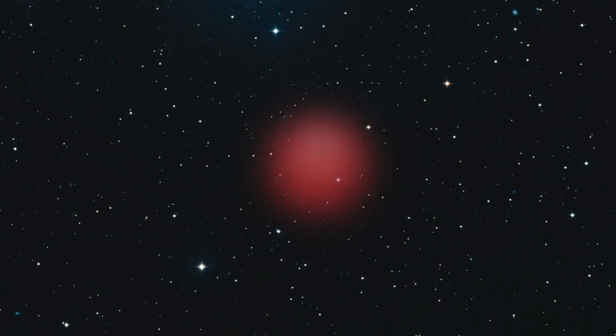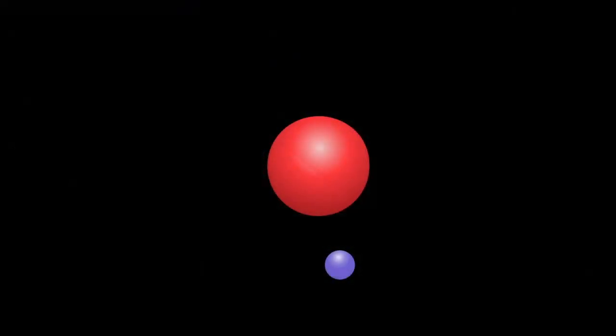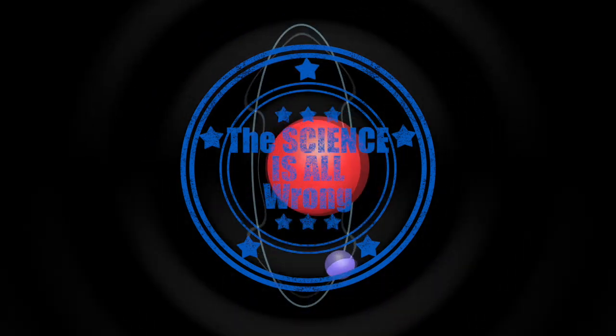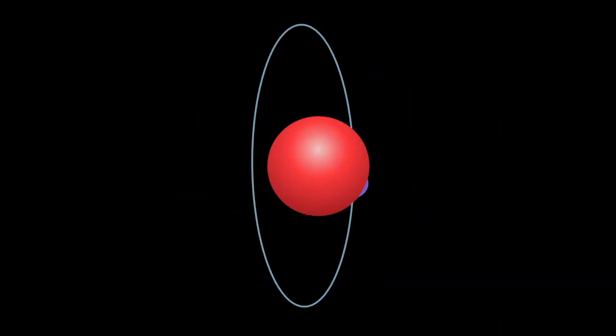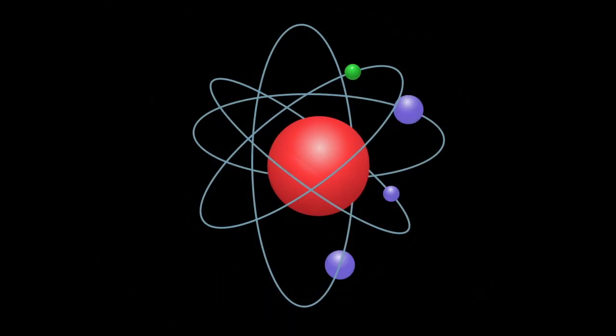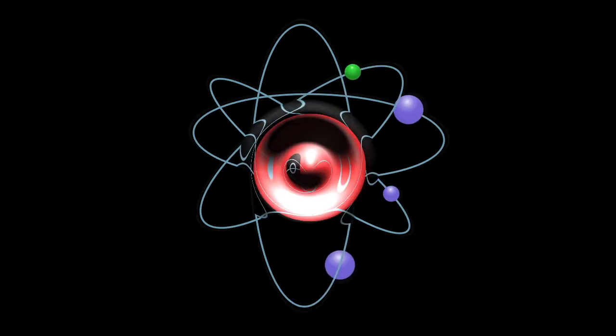Here is a nucleus and an electron. The electron travels around the nucleus like this. There are also neutrons and a bunch of other junk. I don't know. I don't remember.